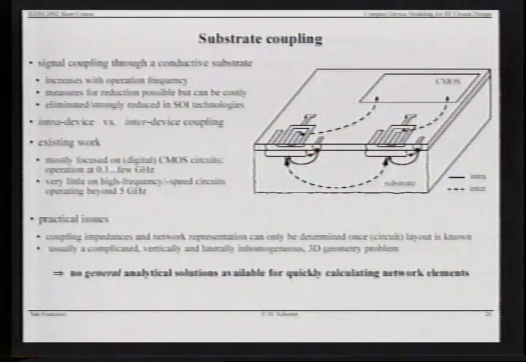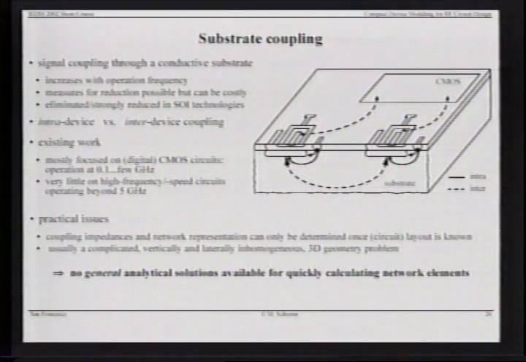And the practical issues here are two things. One is that the coupling impedances here in the network representation are unknown until we know the layout of the circuit. So if you expect from your modeling folks to give you a model that contains the elements, then you will be disappointed because they can't give you any compact model for the devices, for instance, until they know the layout. So this is sort of a back-end extraction issue, especially for inter-device substrate coupling.